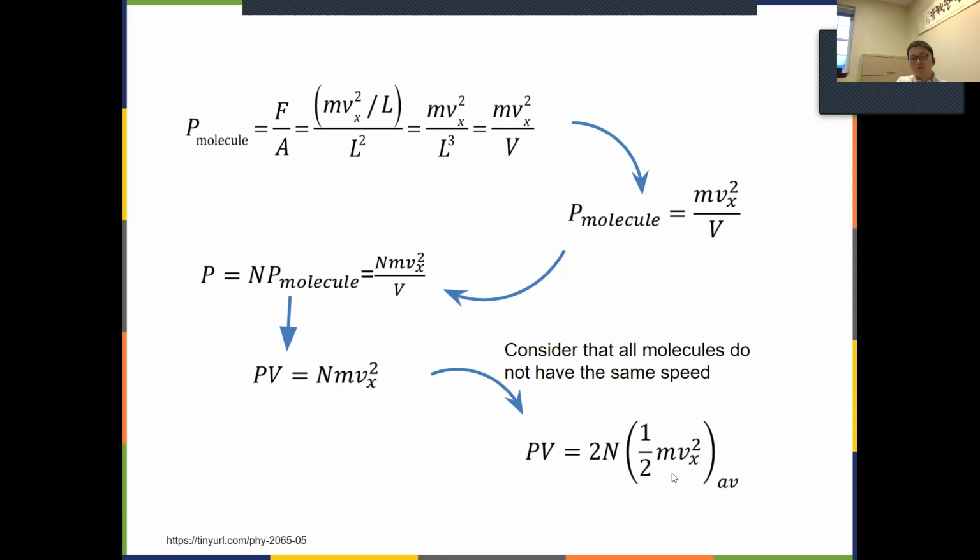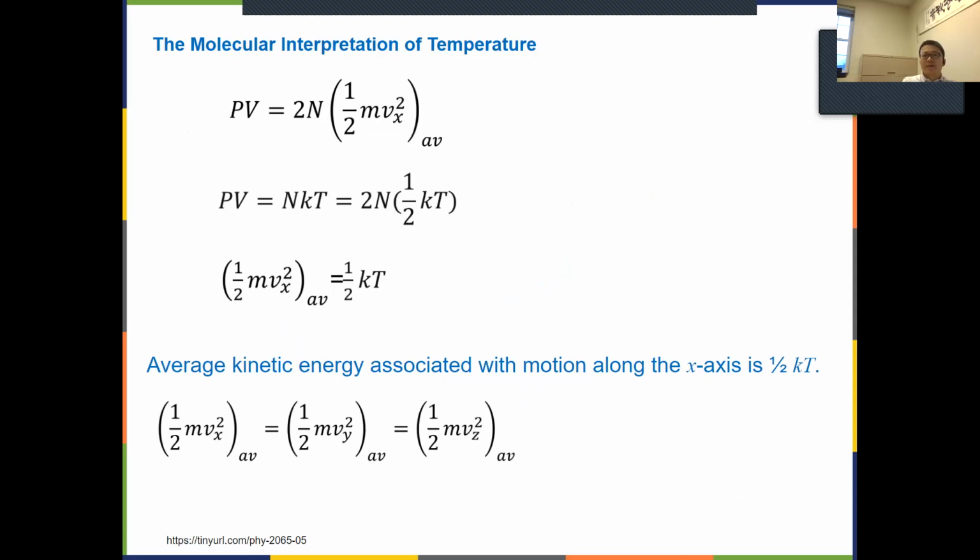Okay, so in this case, this should be just the average kinetic energy of each molecule of all the molecules inside the container. So we should denote AV for average, because each molecule may have slightly different velocities at a certain time. All right. So with that, PV equals 2 times N times 1/2 mvx squared, average.